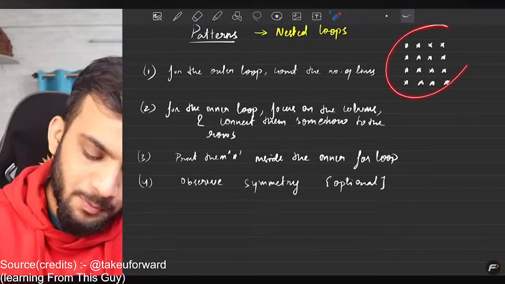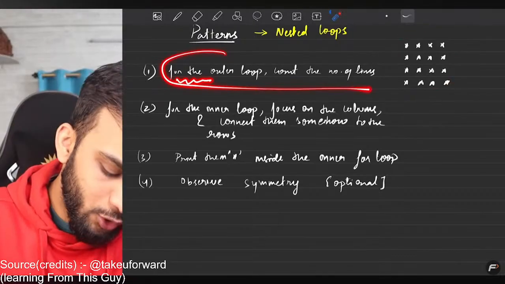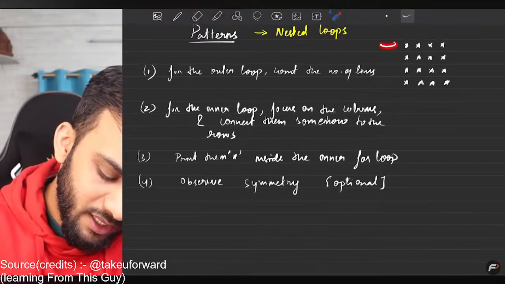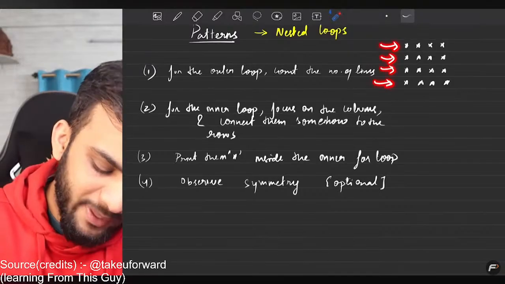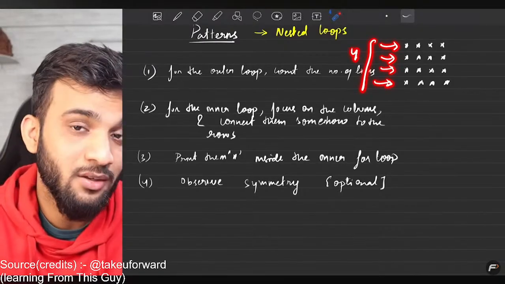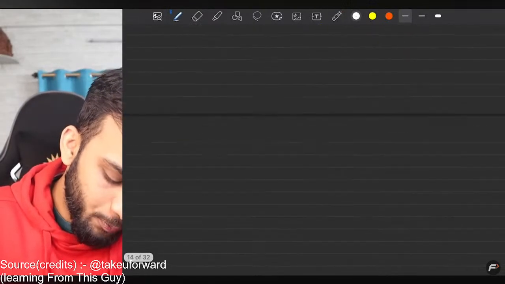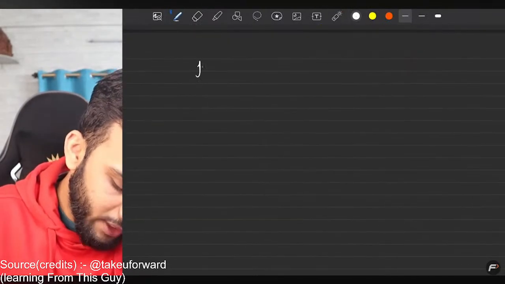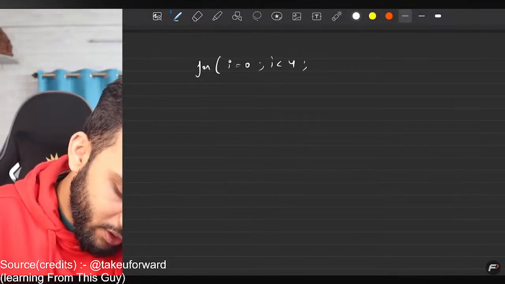If we look at this pattern, let's apply the first rule. For the outer loop, count the number of lines. If you see, it is doing some task 4 times, right? It is exactly doing the task 4 times. So the outer loop will be running 4 times, or you can say it will be i equal to 0, i lesser than 4, and i plus plus.